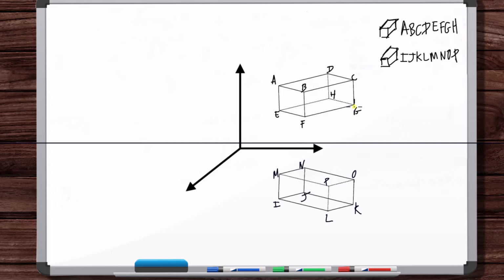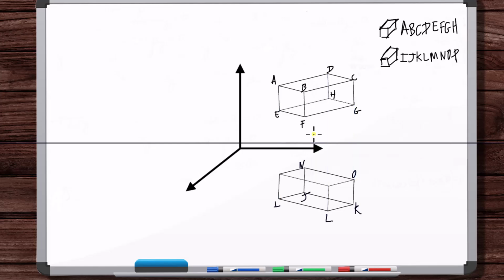Same with G to O, and D to L, and A to I. See? All these lines are bisected by the line of symmetry, and they're perpendicular to the line of symmetry. And you could do this with any point, even in the middle of the box, wherever. There's going to be a corresponding point on the other side.